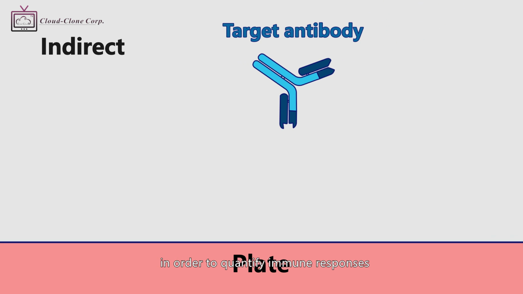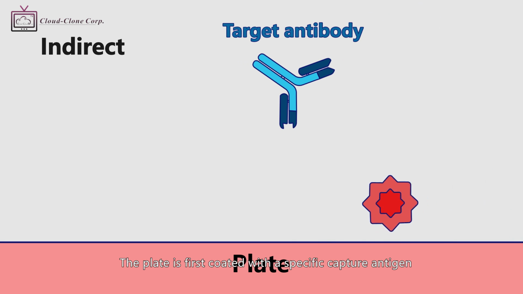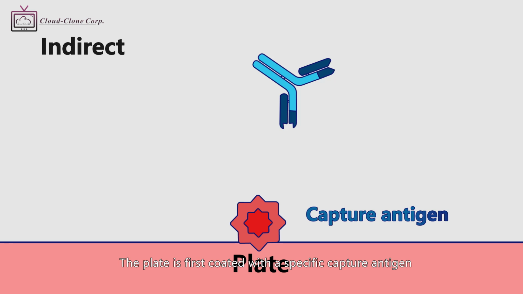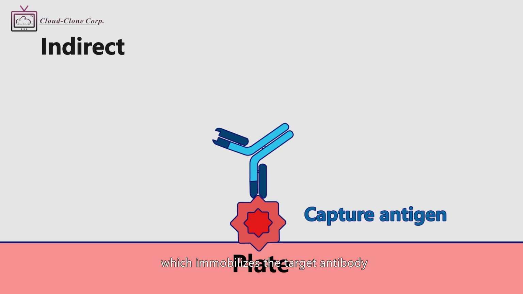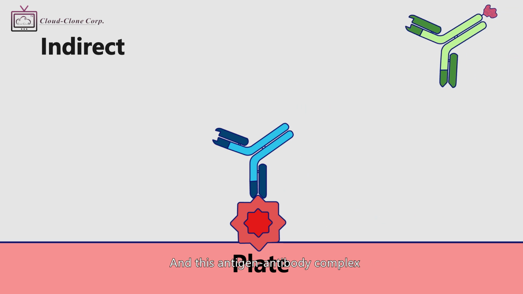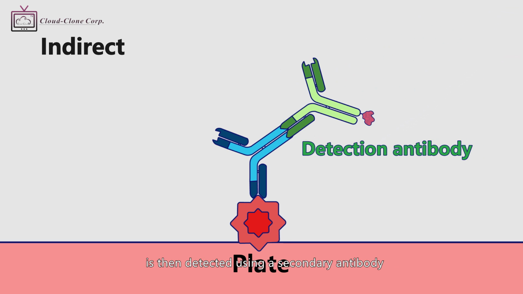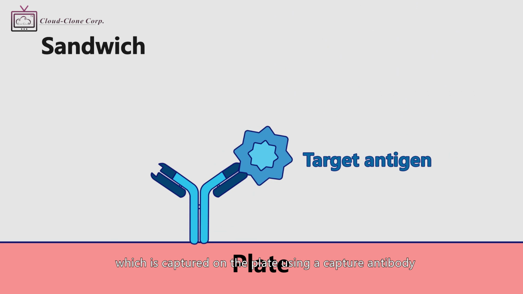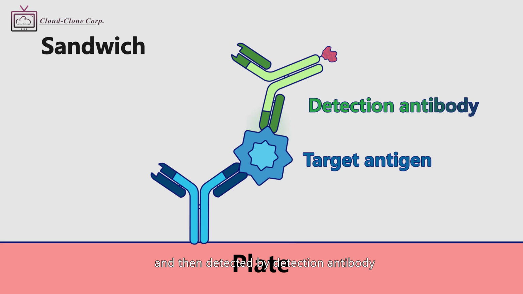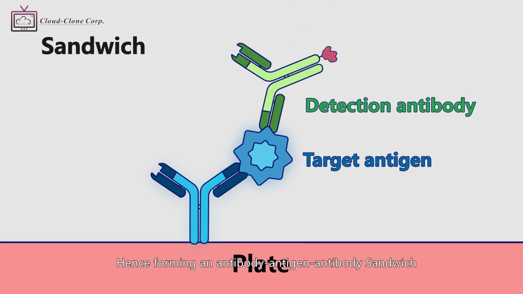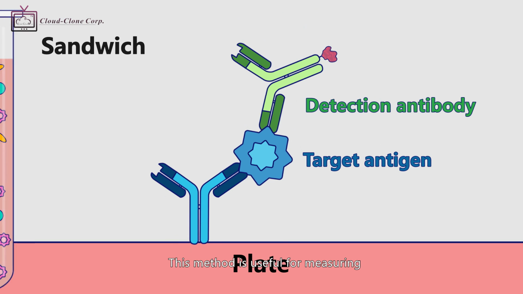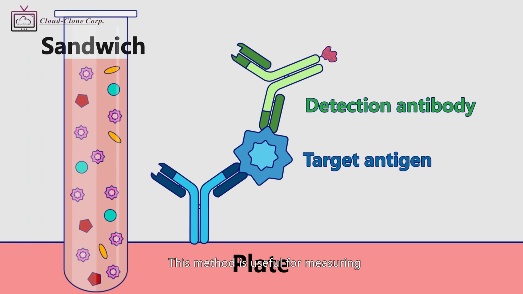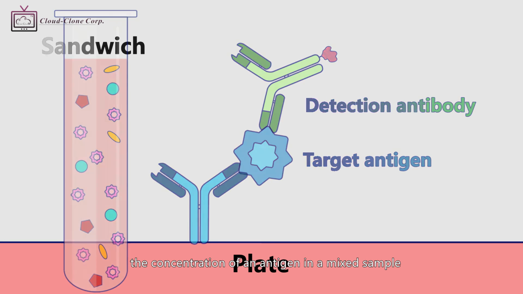In order to quantify immune responses, the plate is first coated with a specific capture antigen, which immobilizes the target antibody, and this antigen-antibody complex is then detected using a secondary antibody. In the case of sandwich ELISA, the target analyte is an antigen, which is captured on the plate using a capture antibody, and then detected by a detection antibody, hence forming an antibody-antigen-antibody sandwich. This method is useful for measuring the concentration of an antigen in the mixed sample.